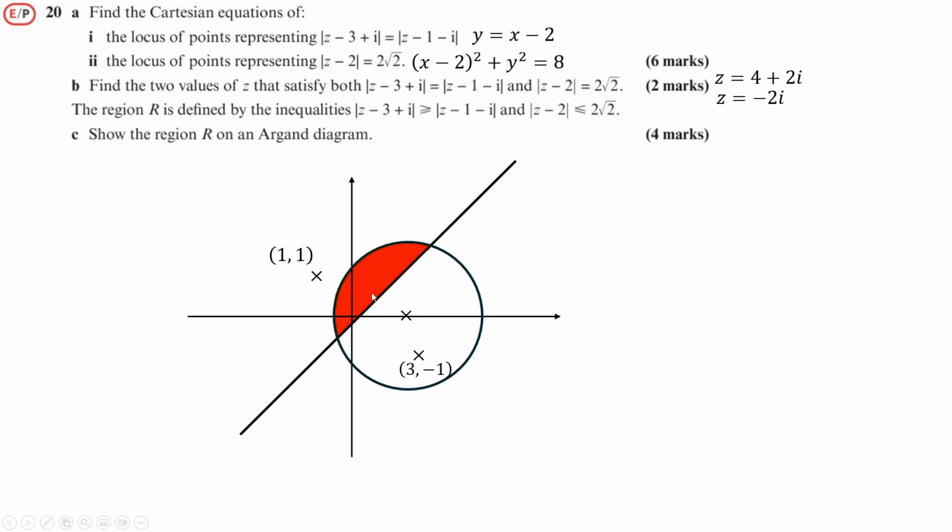That was a terrible animation, but that's the region R. And we also want to be inside of this circle, of radius 2 root 2. So that's that.